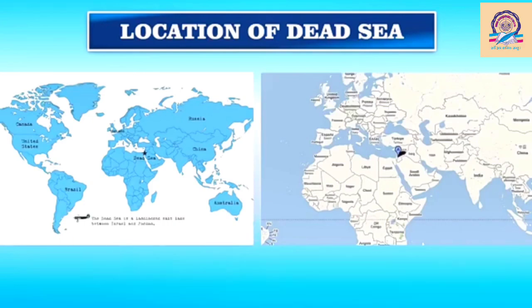Now let us try to find out the location of Dead Sea. This is world map, and here is India, this is Pakistan, Afghanistan, this is Africa, this is Saudi Arabia, and here is the location of Dead Sea. Now we can see in this map also, this is Egypt, Saudi Arabia, Iraq, Syria, and this is Dead Sea.